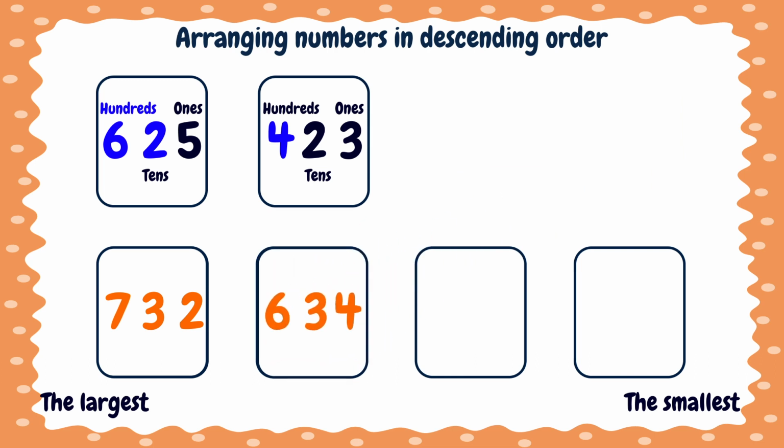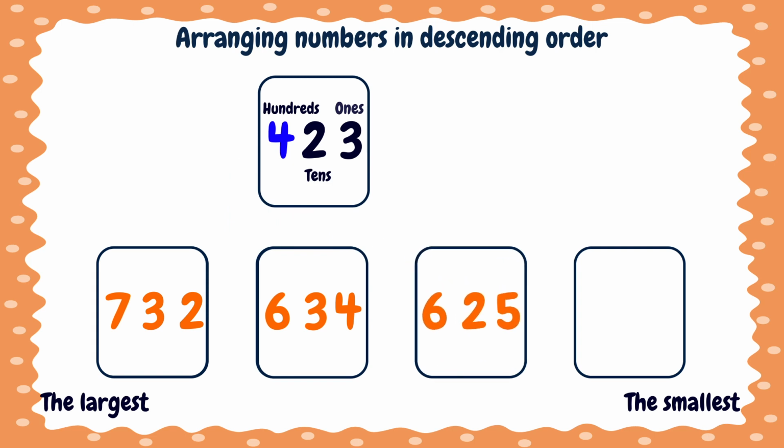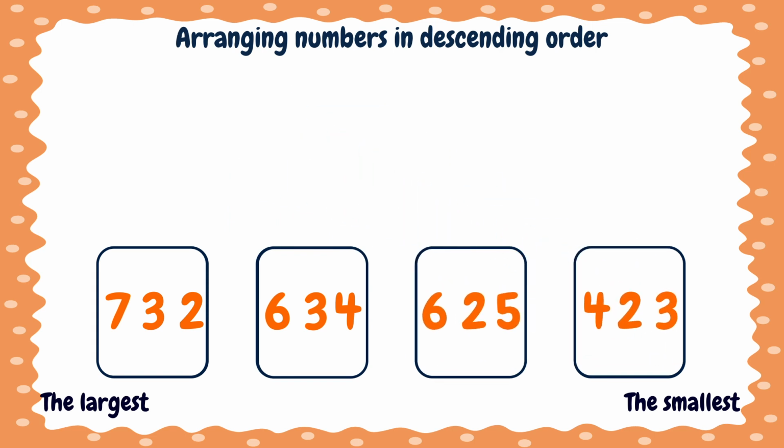Good, we have two numbers left. Here in the hundreds place there is a number 6, and here is 4. Which one is the largest? 6. Excellent. So the number 625 is the largest. So we will put this card here. And this last card we will put here because it has the smallest number, which is 423. Great job!